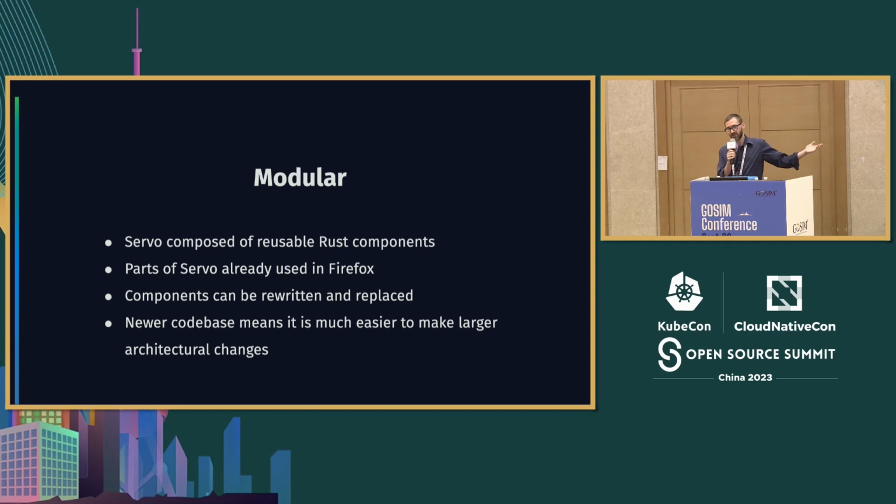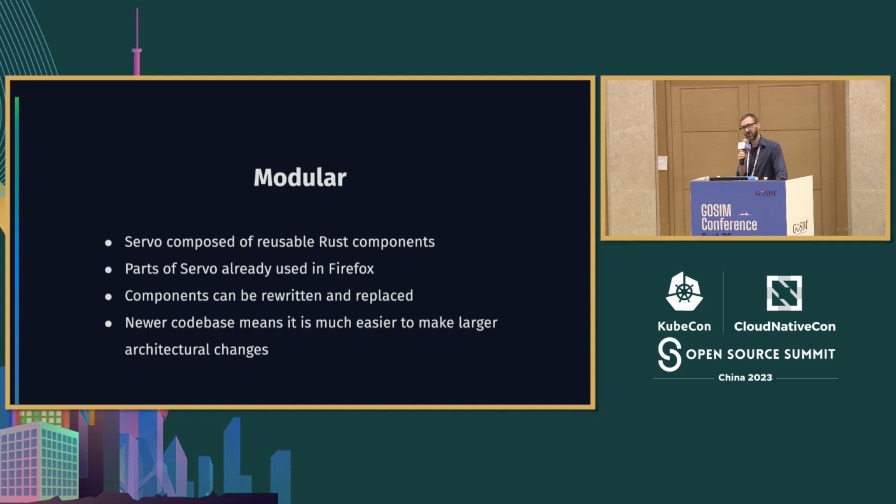And this is proved by the fact that Firefox is already using components in Servo. Firefox and Servo both share the same style engine, the same selector engine, and this engine is multi-threaded. So it already proves the case that this technology is useful and can improve the situation of browser engines.